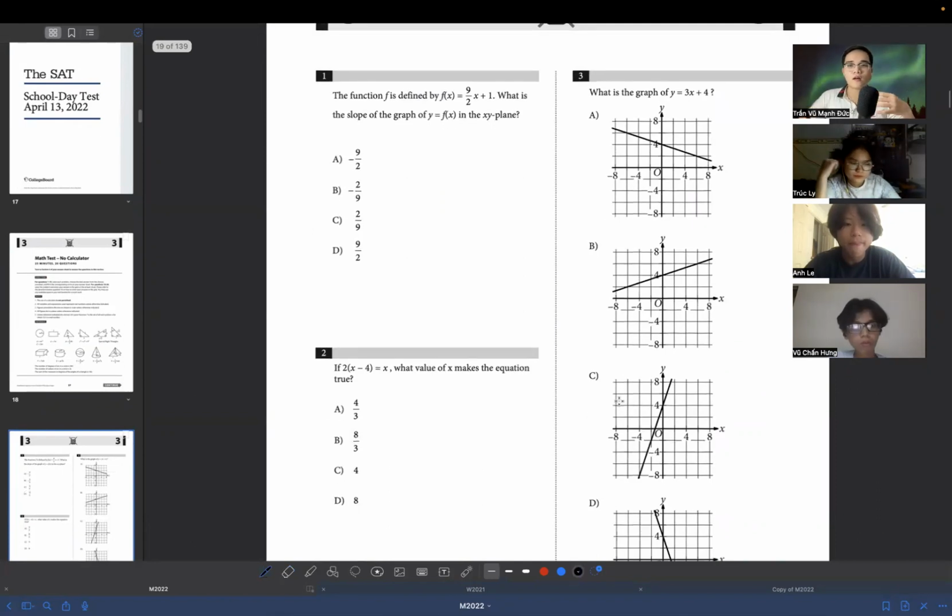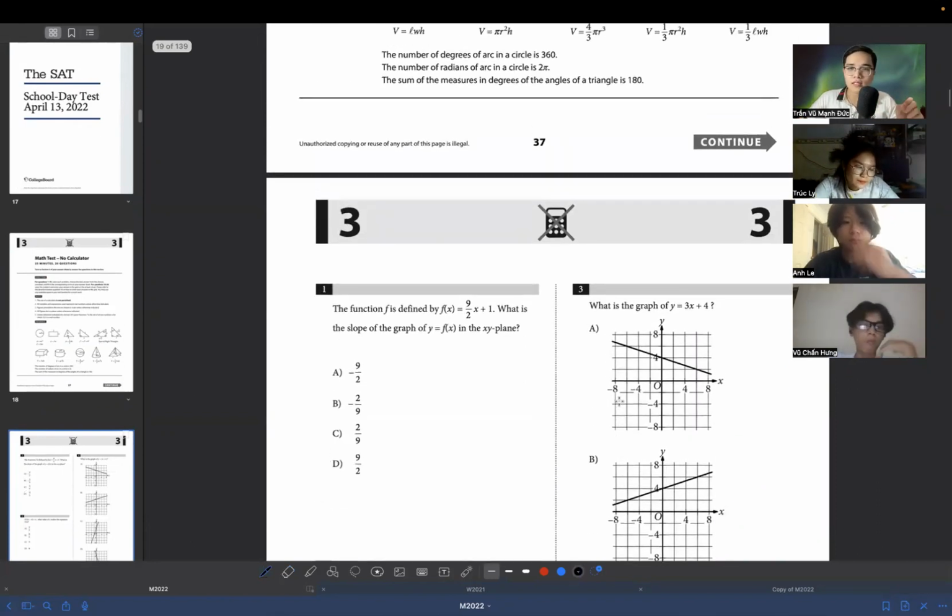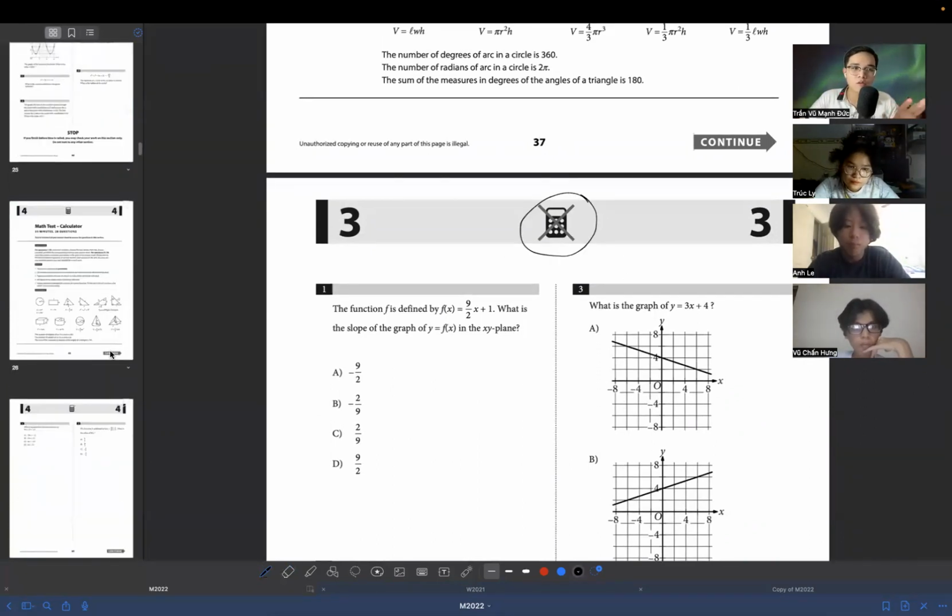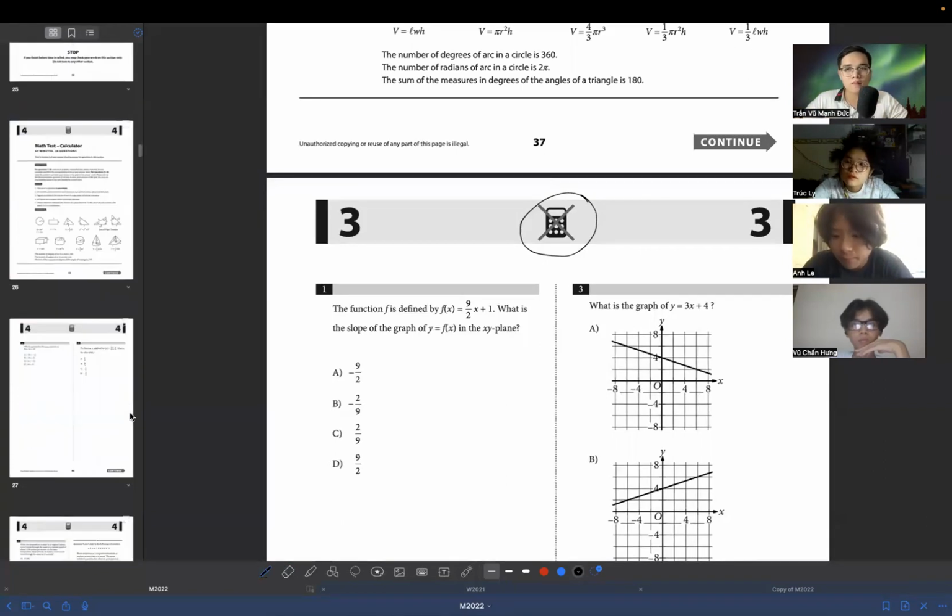You can see that there are two sections, section 3 and section 4. I would expect you not to use your calculator on section 3, and I would expect you to use your calculator on section 4, because on section 3 there are only theoretical questions, and you can just calculate the answers using simple numbers. All right, let's continue, shall we?